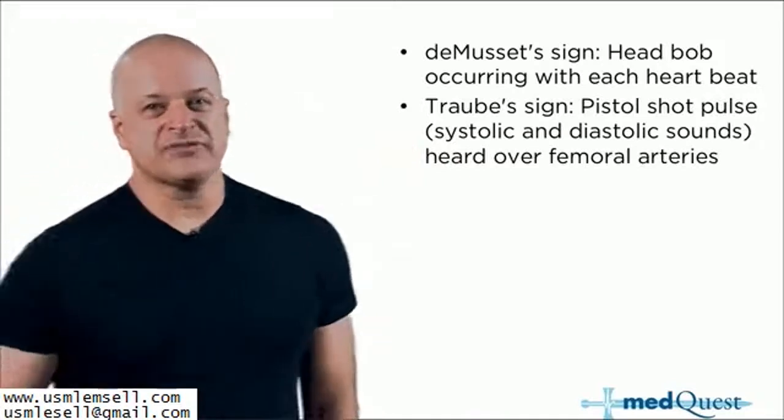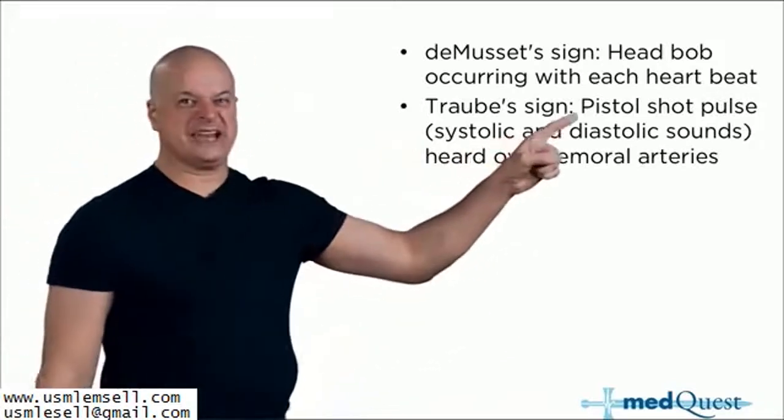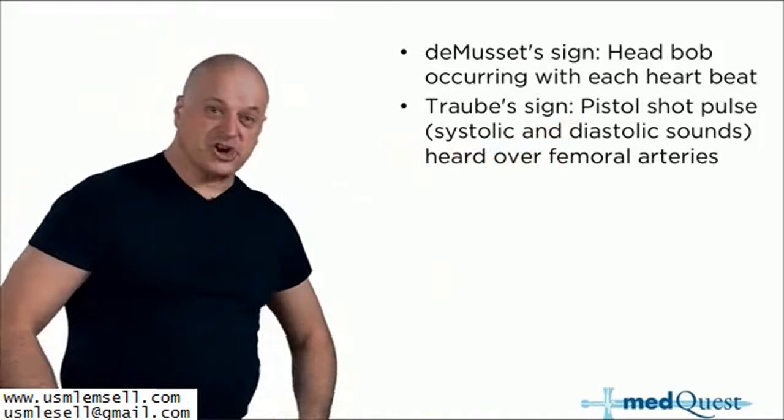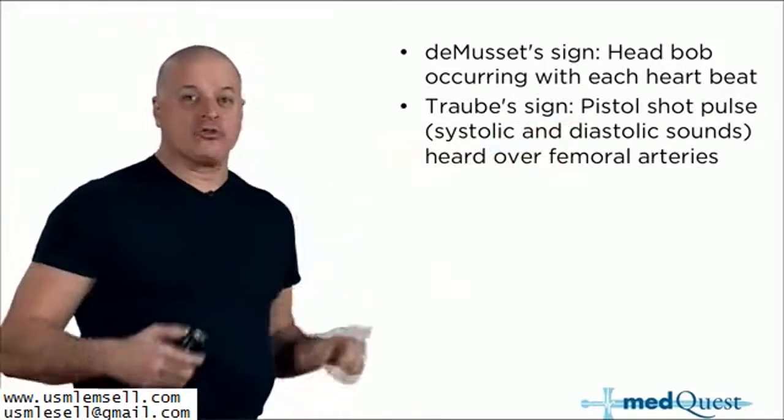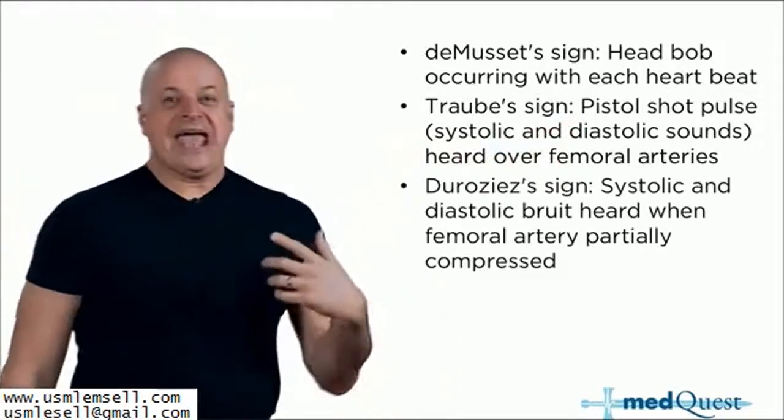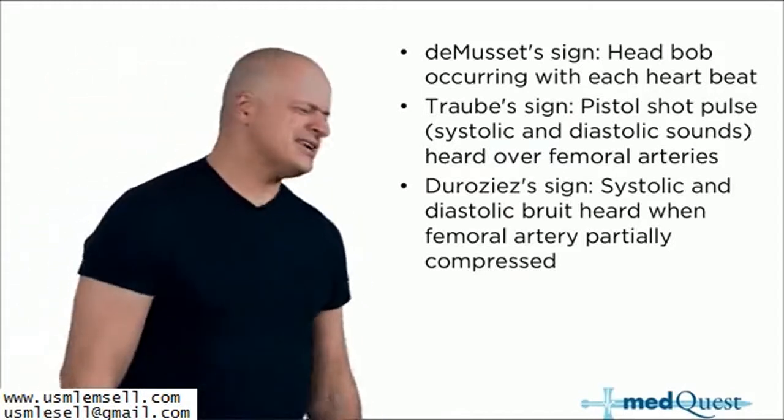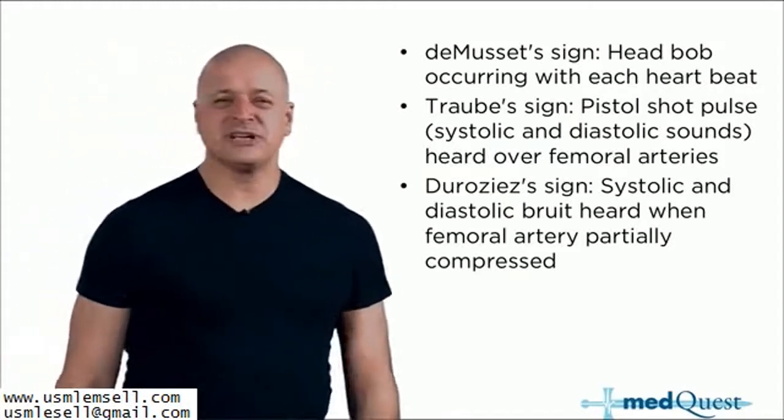And it also has a lot of other odd signs that don't happen in any other disease. Pistol shot pulses are heard over the femoral arteries. And de Rossi has a sign. I know. Isn't it terrible? You have to memorize all these things.